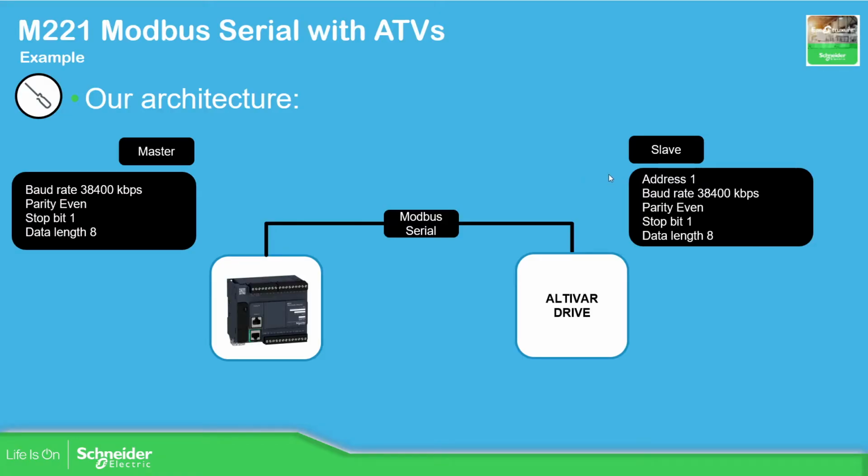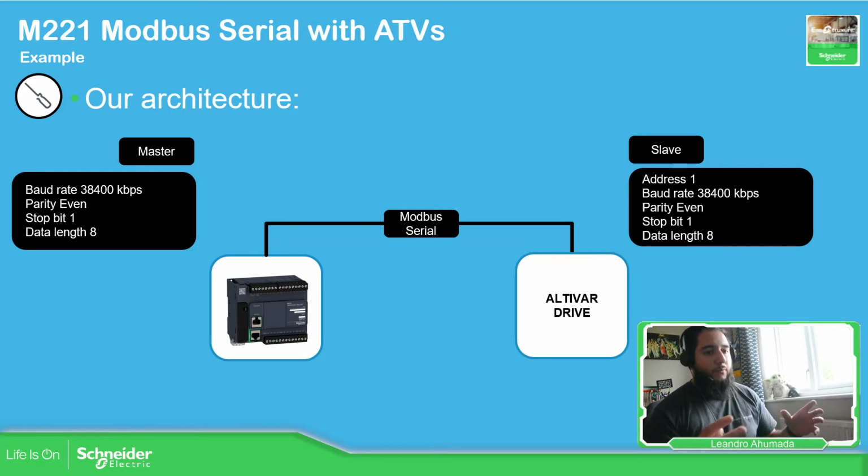So what we're going to see now is how we can configure the PLC in order to connect to an Altivar Drive. We're going to use in this part of the training the Multiserial Communication. We're going to see the parameters that we need to configure on the drive and the parameters on the PLC in order to establish the communication.